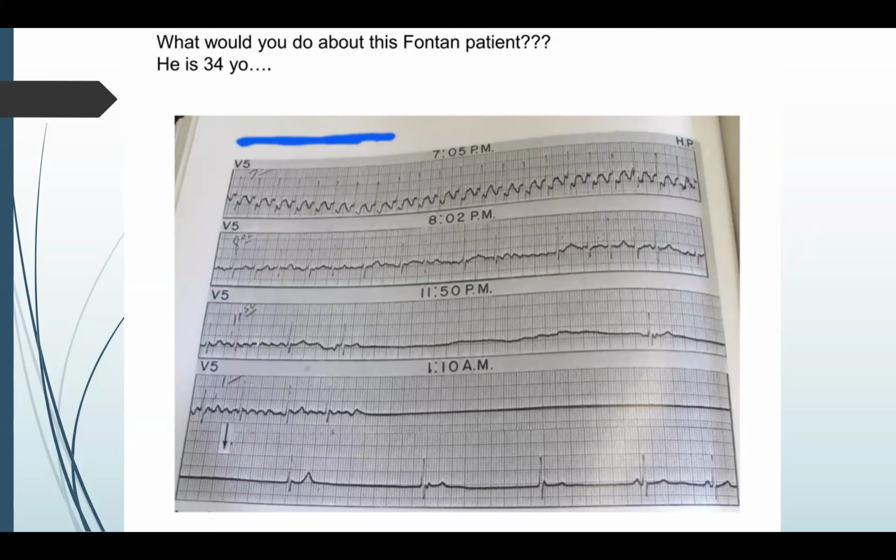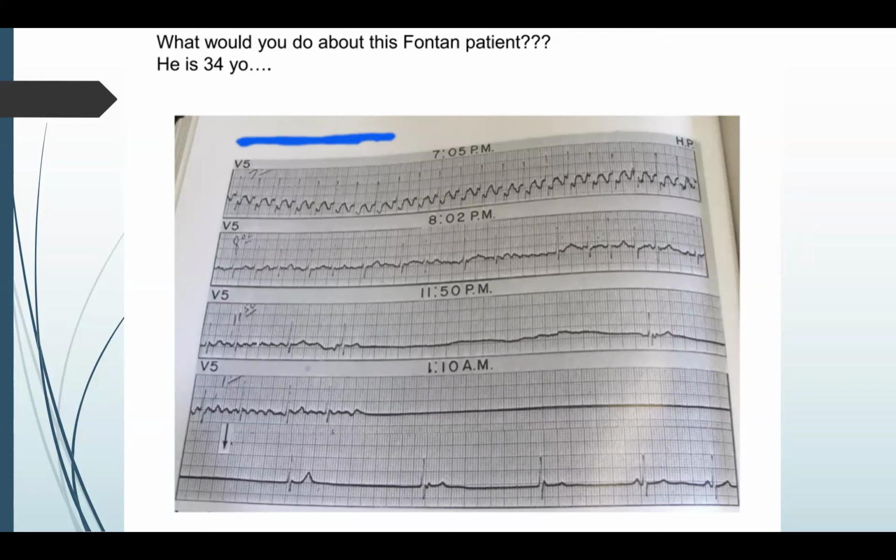Okay, you do the echo. It looks pretty much the same. Function is preserved. You don't see a large thrombus. Of course, we know that a transthoracic echo is not good to rule it out, but it can rule it in, but not rule it out. And the patient is on anticoagulation anyway because the patient has a good ACHD doctor.